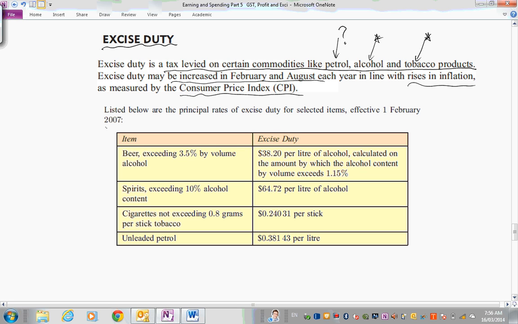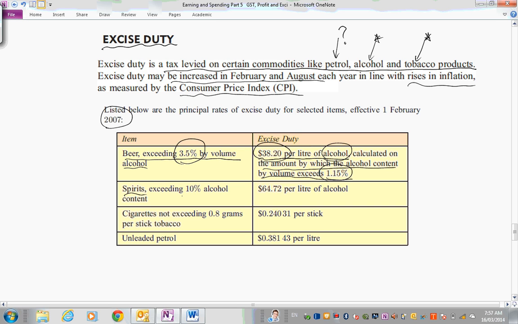Okay, so here we are. These are the excises applied back in 2007. They're a lot higher these days now. Okay, so beer exceeding 3.5% by volume alcohol. Okay, so there's no tax under 3.5%. What is the excise duty? $38.20 per litre of alcohol, calculated on the amount by which the alcohol content by volume exceeds 1.15%. So first of all, if the beer is over 3.5% by volume alcohol, then you are charged $38 for every litre of alcohol which exceeds 1.15%. Fairly complicated.